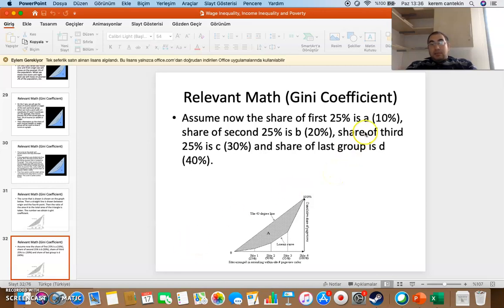Well, let's see now the bottom. Let's assume now the bottom 25% has 10% share. The second 25% has 20% share. The third has 30% share, and the last group D has 40% share.